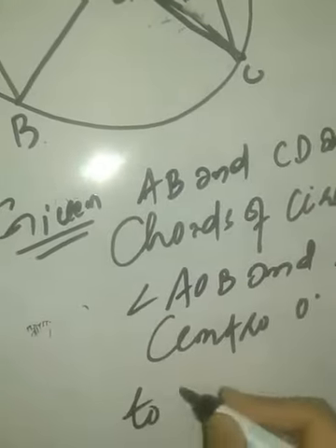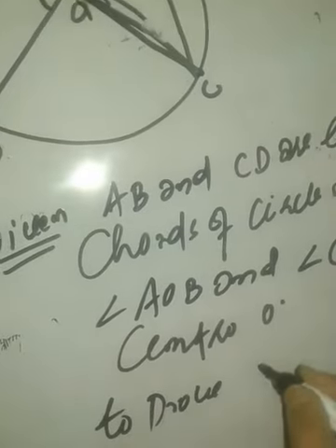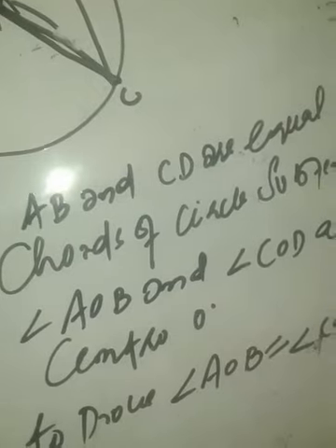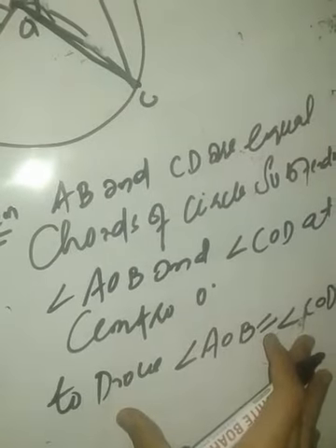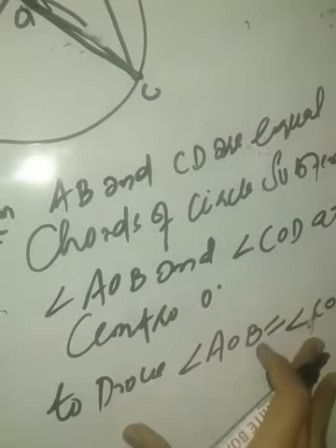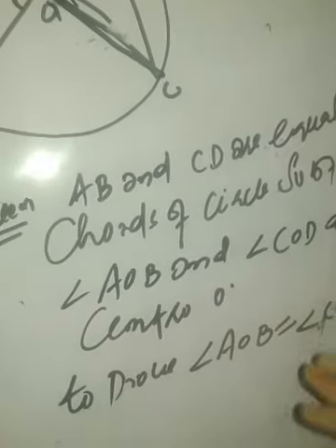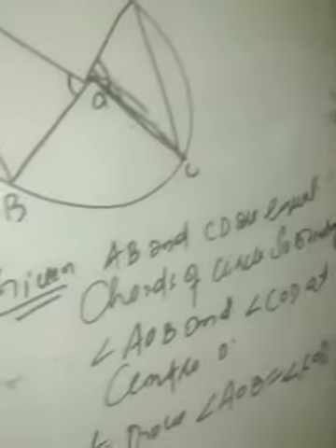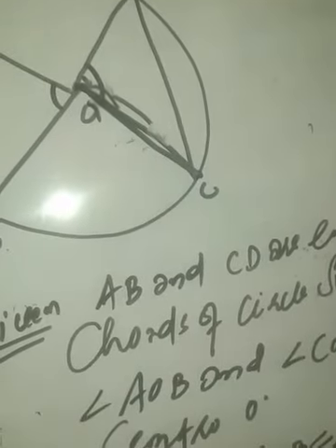Next step is to prove: angle AOB equals angle COD. This is the statement, this is the point which we are supposed to prove. The equal chords subtend equal angles. So how will you prove it?